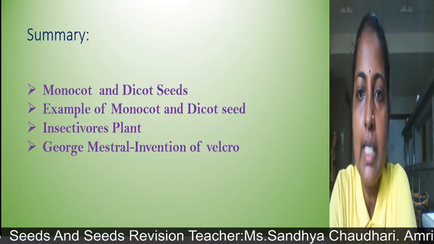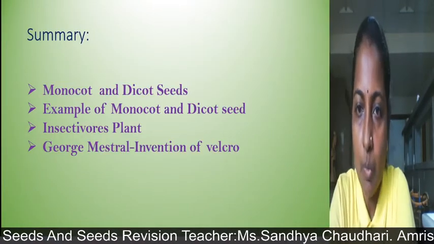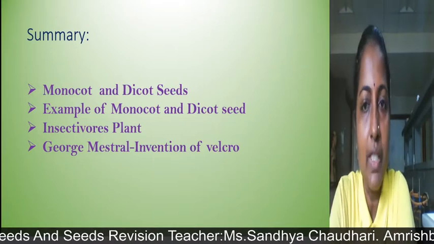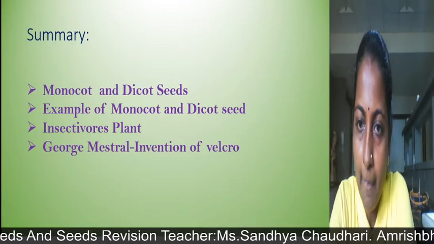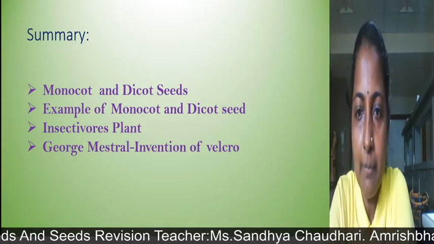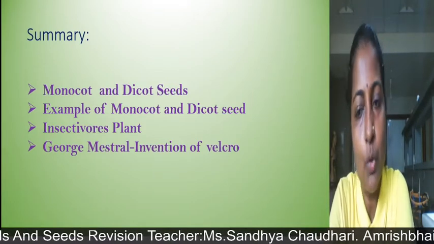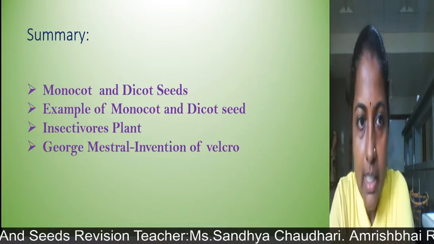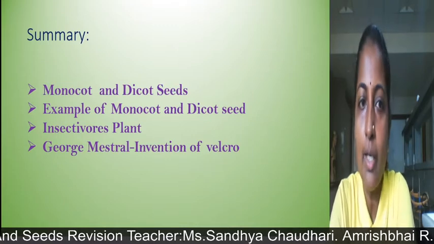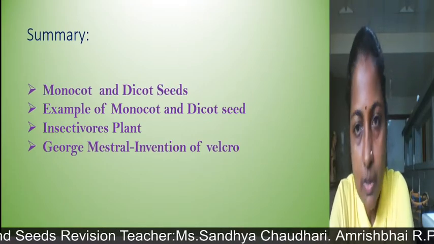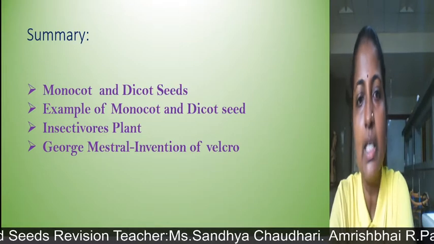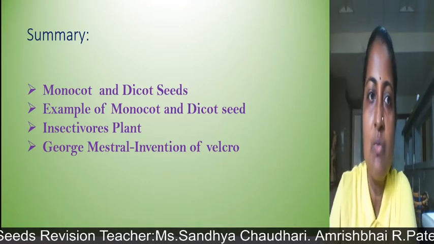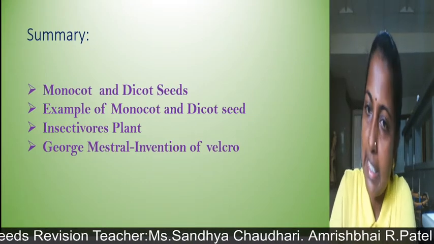So students, in the first part we have seen about seeds and the different parts of a seed. We have seen germination of a seed. After that we have seen dispersal of seed by wind, water, animals and explosion. We have seen the importance of seed dispersal. After that we have seen monocot and dicot seeds, and the examples of monocot and dicot seed. After that we have seen insectivorous plants, and after that we have seen the invention of Velcro by George Mestral. So this was about chapter number 5, seeds and seeds revision.